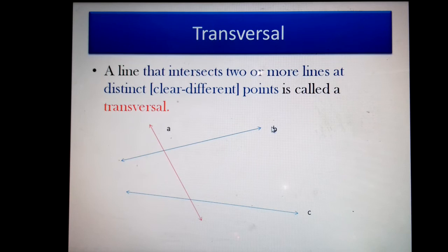Here we can see there is line B, line C, and this line A is the transversal. Why? Because it intersects B and C. Such lines which intersect two or more lines at clear distinct points are called transversals. Here you can see this is one distinct point, here is another distinct point.